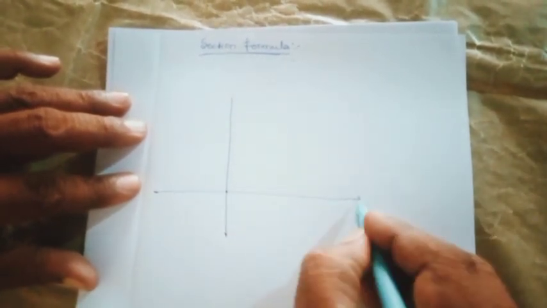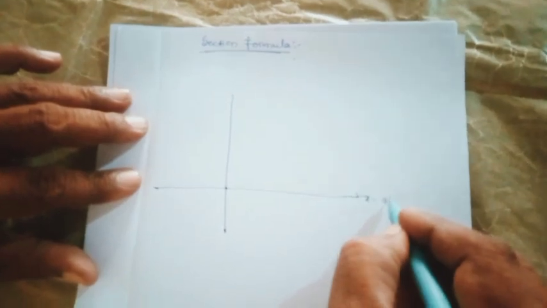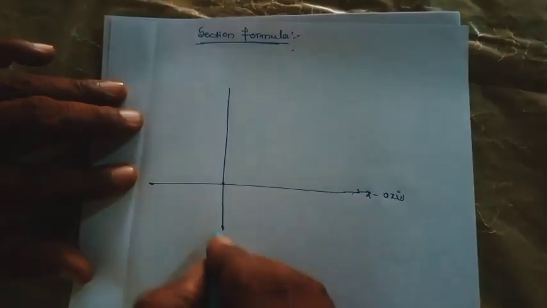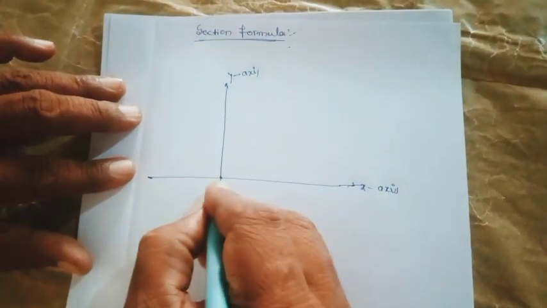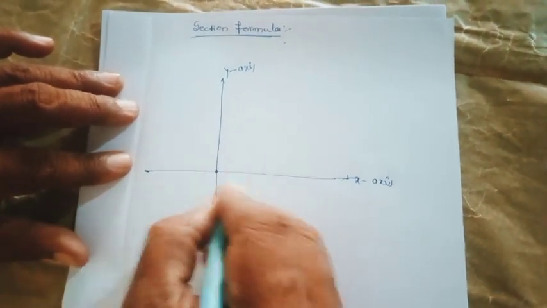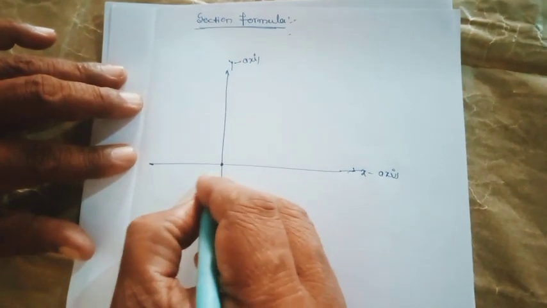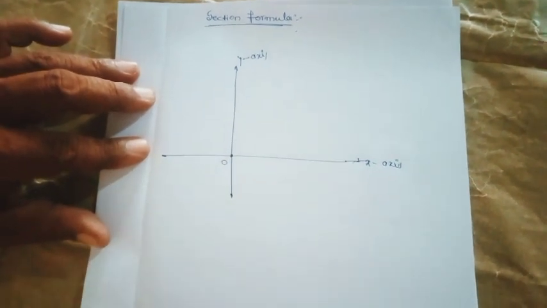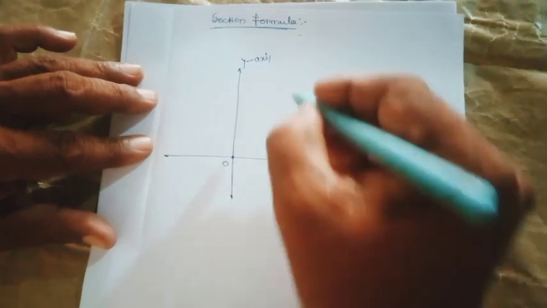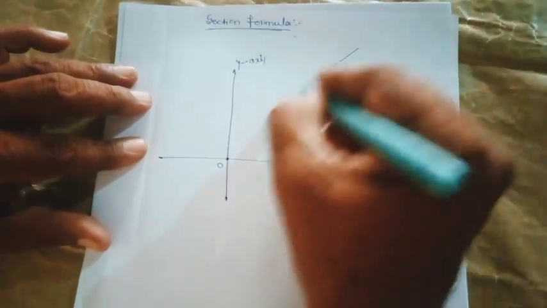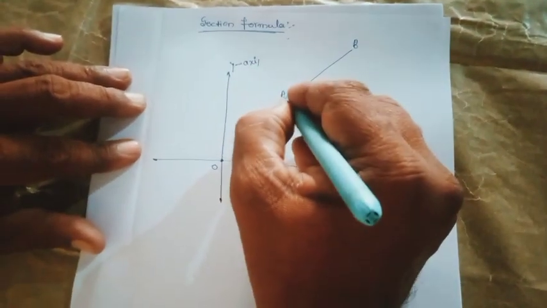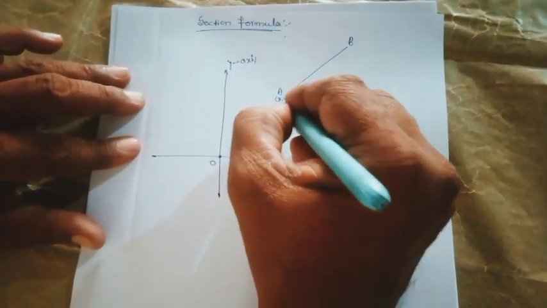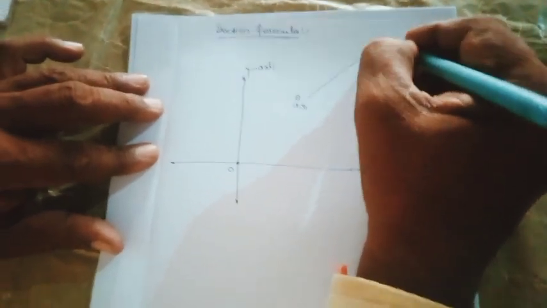Here this is the x-axis, and this one is the y-axis. The x-axis and y-axis meet at a point, which is known as the origin, usually denoted by O. Today we want to discuss two points, A and B, with coordinates A (x1, y1) and B (x2, y2).